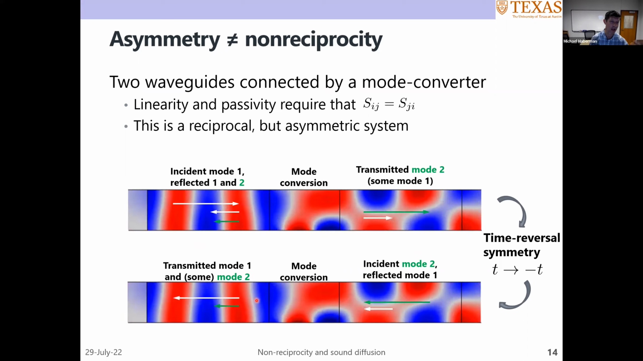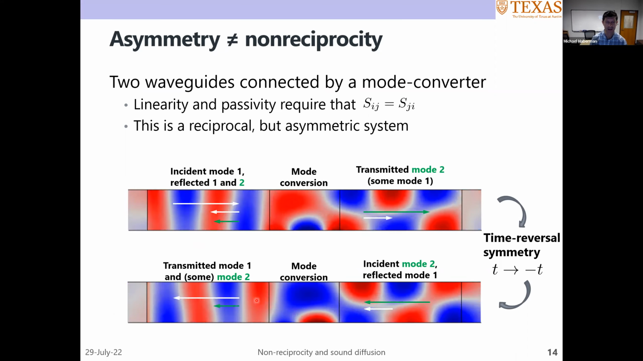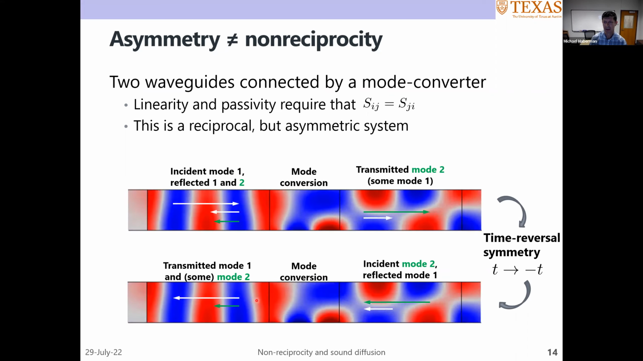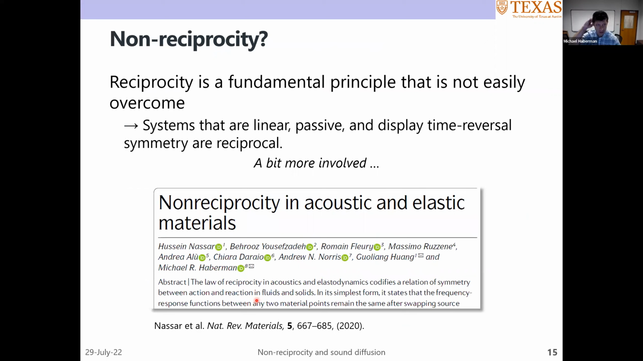So you can play games with shear to longitudinal, longitudinal to shear types of things in elasticity, for example. Okay, so it's reciprocal, but it's asymmetric. It gets, of course, considerably more involved than that. It's not easily overcome. If you want to overcome it, then you really need to dig deep. There's a reason why it's so foundational.